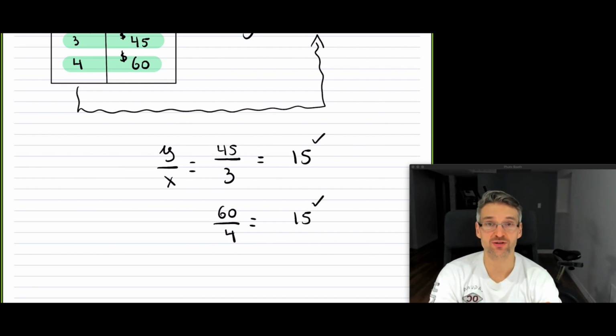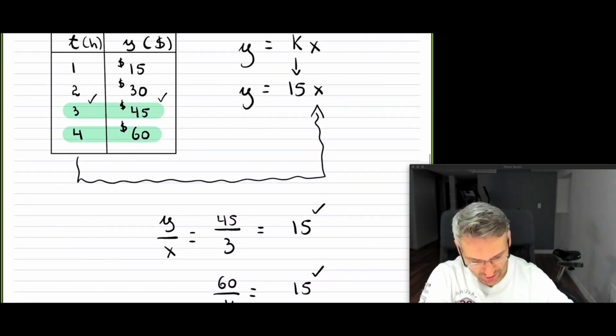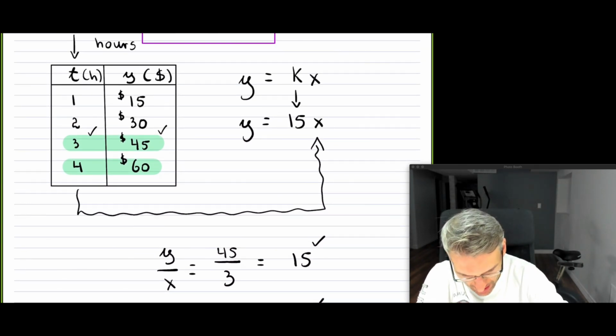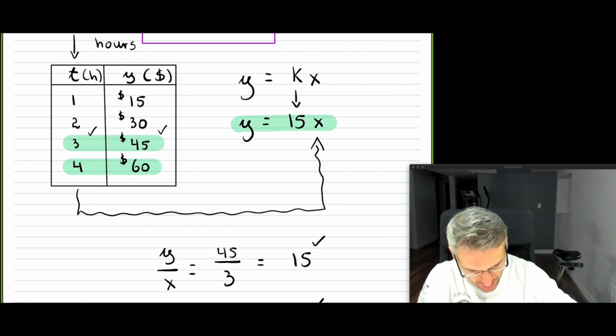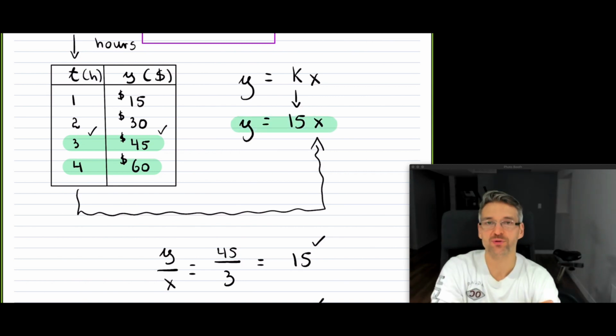It doesn't change. Constant means it's not changing. So no matter what your input is, your output will be scaled directly by this constant. Always. That's what happens. And in general, your equation is basically this equation right here, at least for this example in terms of money.